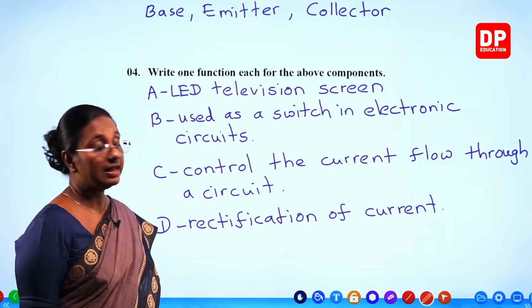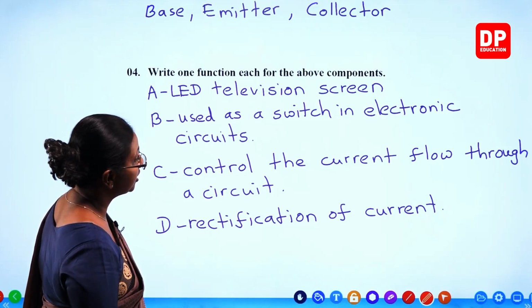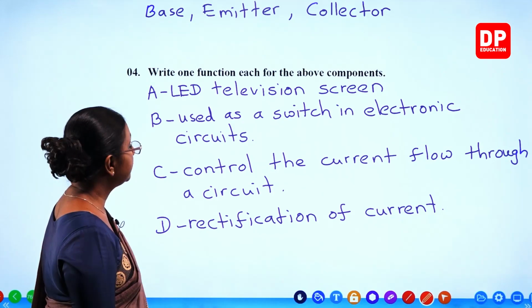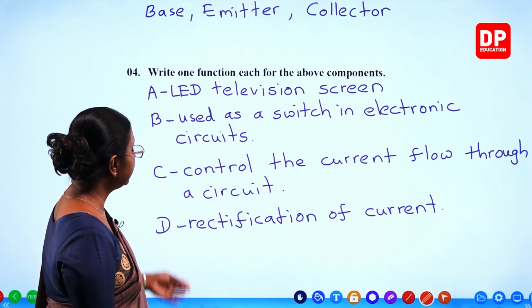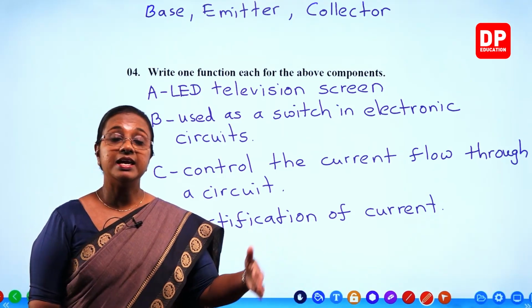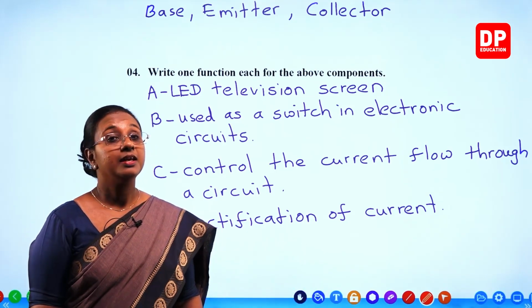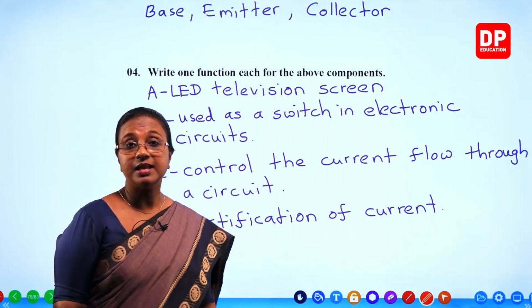So those are the functions. LED television screens, then transistor used as a switch in electronic circuits. C is the resistor, controlling the current flow through a circuit, and D is a diode, rectification of current, that is AC to DC current. Is that clear, students? So with that, I will move on to the next slide.